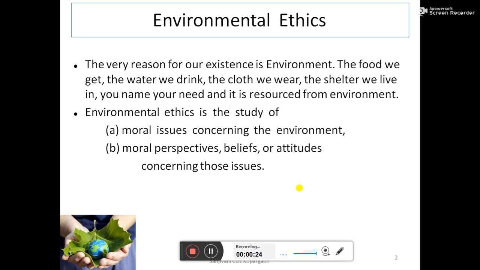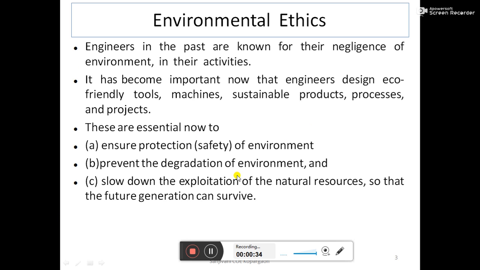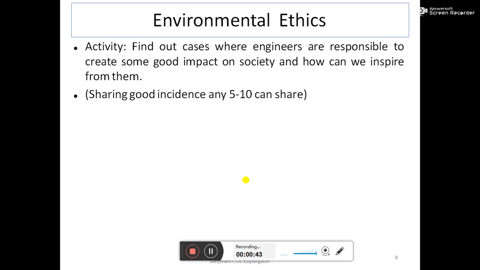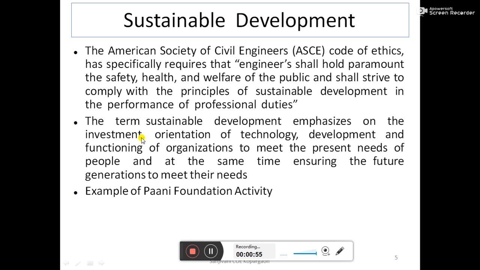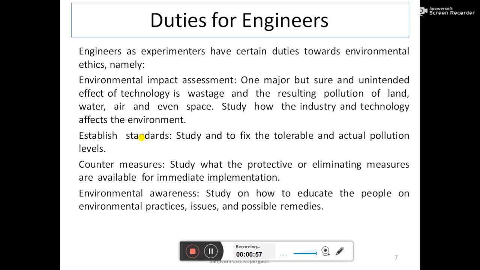Environmental ethics is the study of moral issues, considering the environment from moral perspectives. We have seen this. We also look at activities and find cases where engineers are responsible for creating a good impact on society, and how we can be inspired by them. Sustainable development: what are the various duties for engineers?